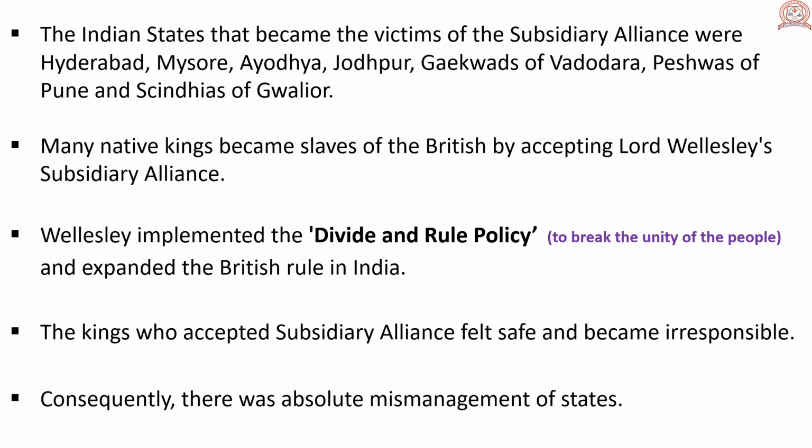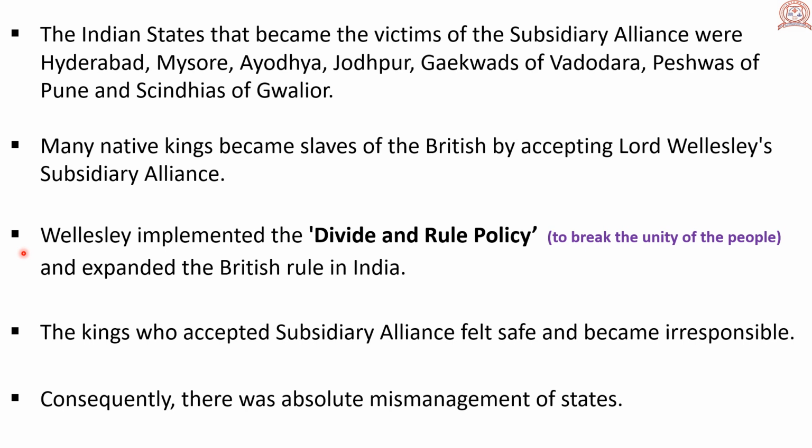The Indian states that became the victims of subsidiary alliance were Hyderabad, Mysore, Ayodhya, Jodhpur, Gaikwads of Vadodara, Peshwas of Pune, and Scindias of Gwalior. Many native kings became slaves of the British by accepting Lord Wellesley's subsidiary alliance. Wellesley implemented the divide and rule policy and expanded the British rule in India.